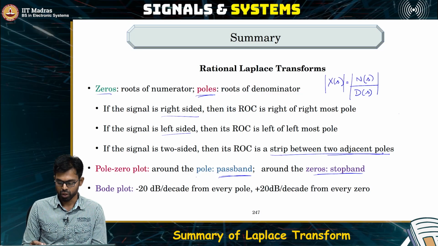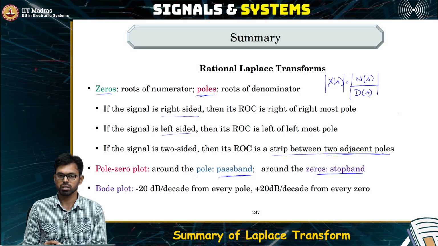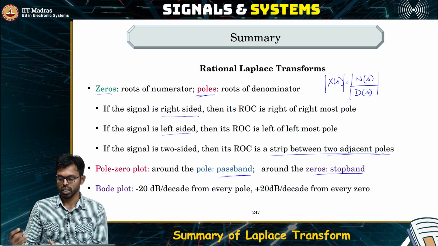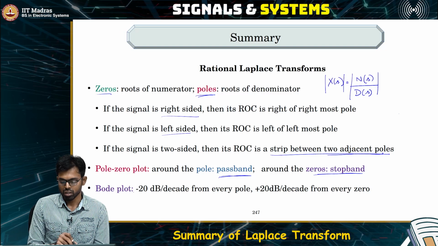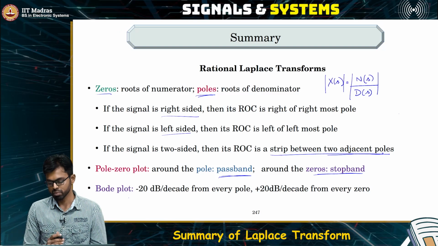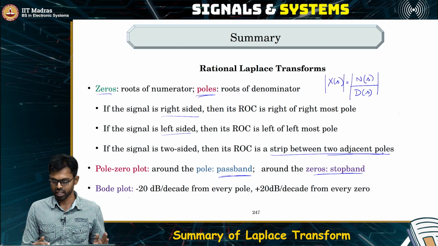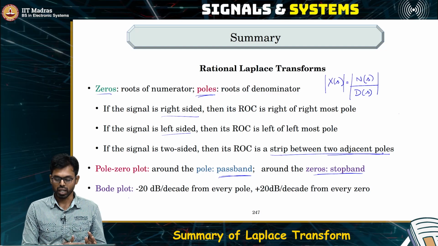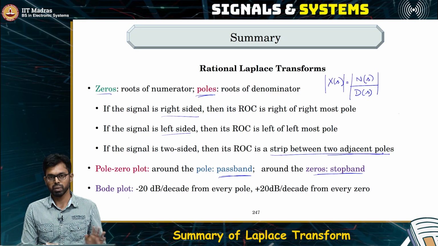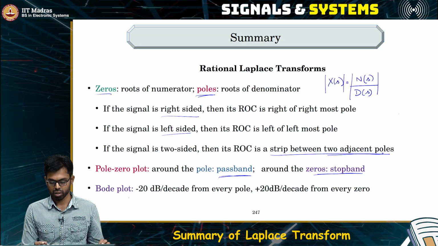And how do you draw the Bode plot, which represents the frequency response of the system? As long as you are away from the poles and zeros on the left hand side, that is, for frequencies which are lesser than the poles and zeros, you can completely ignore their effect, they do not contribute to it.